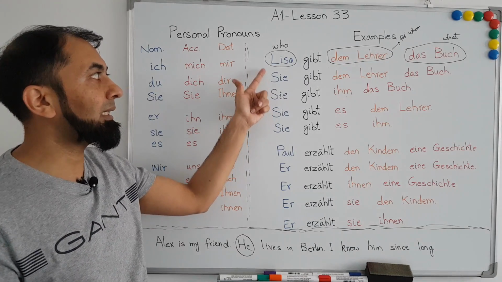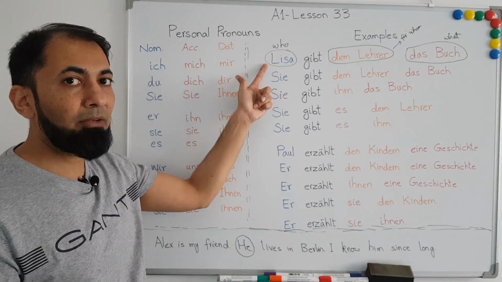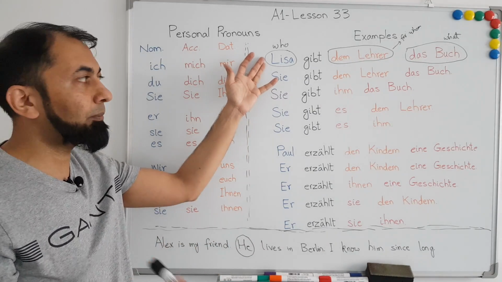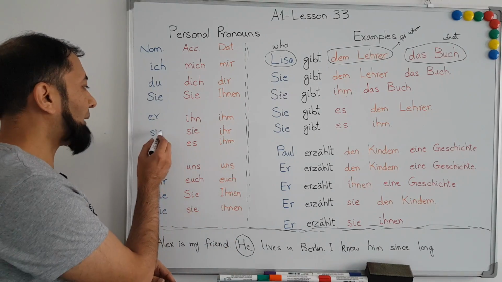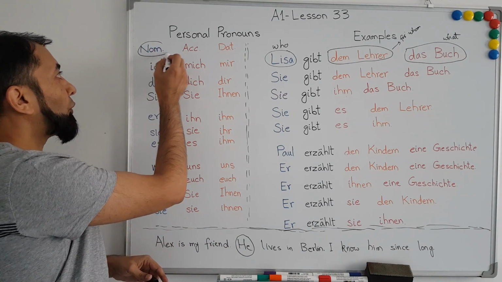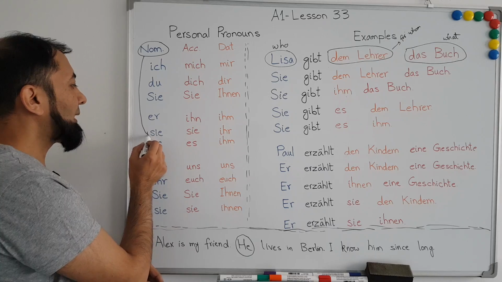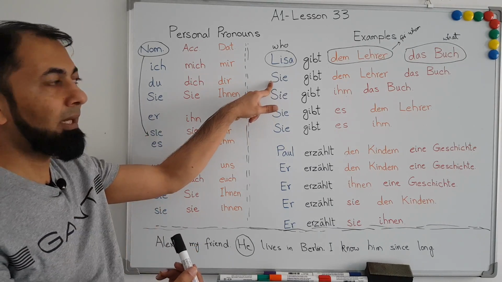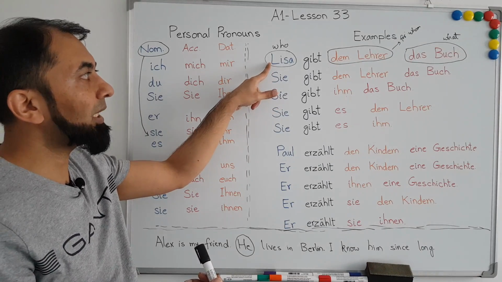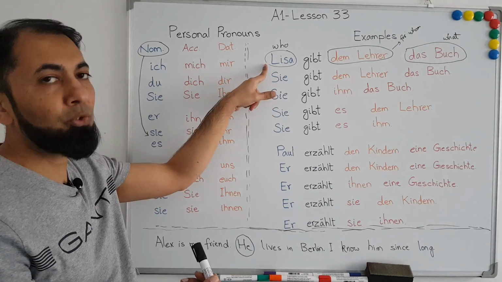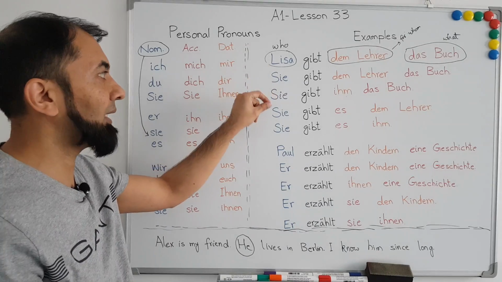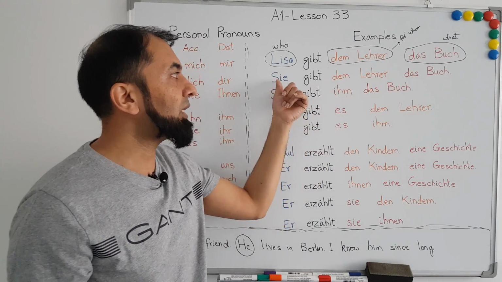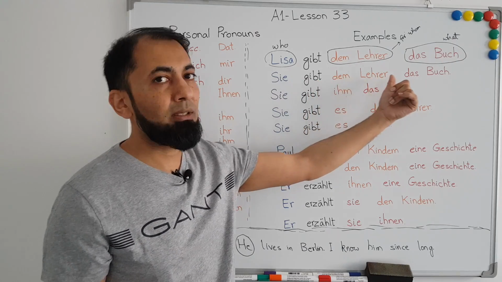Now in the first sentence we replace the noun Lisa with the personal pronoun. Since we know that Lisa is the nominative case, we check what the personal pronoun for Lisa is in the nominative case, and Lisa is a feminine noun. Therefore for the nominative case we have to follow this column, and here we have the personal pronoun sie. Therefore we will use the nominative personal pronoun for Lisa because Lisa is in the nominative case. So, Sie gibt dem Lehrer das Buch. She gives the teacher the book.